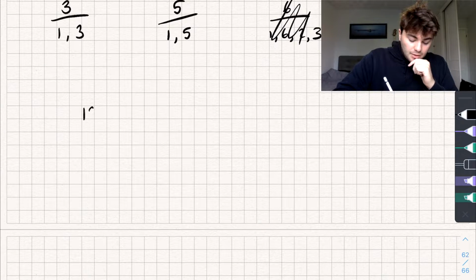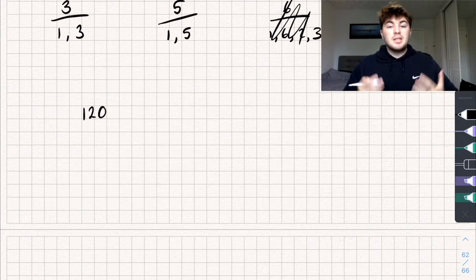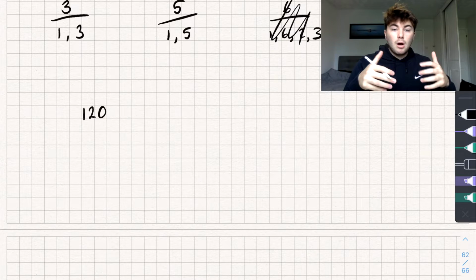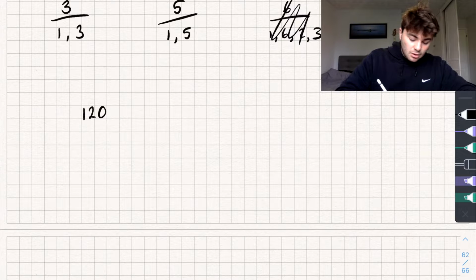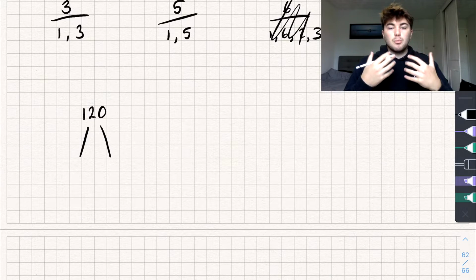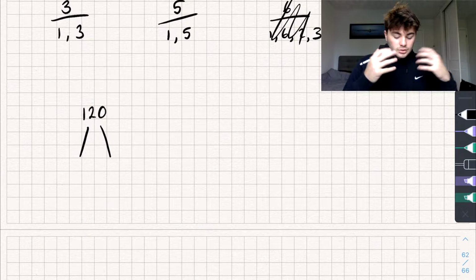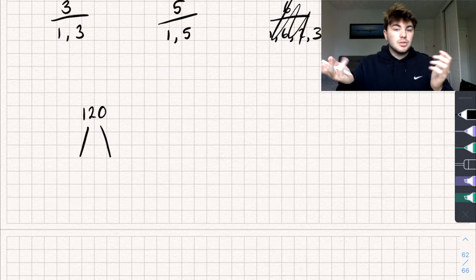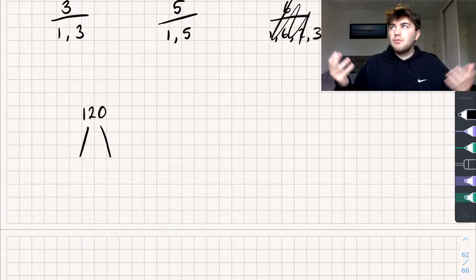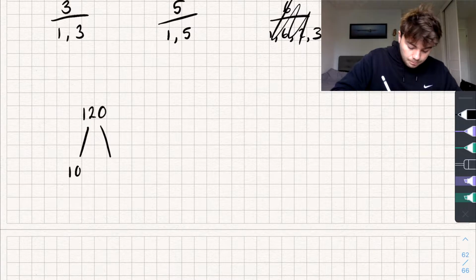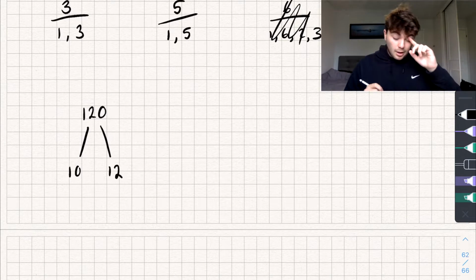So say we were looking at the number 120. This is a method that we can use to find the prime factors of 120. We're going to split it into 2 bits, so I'll draw 2 lines. This is called a prime factor tree. Now I need to pick any 2 numbers I like that I can multiply together to get to 120. So I will pick, for example, 10 and 12.